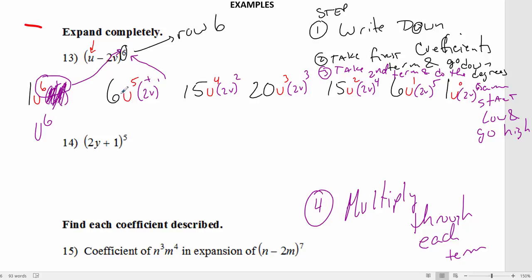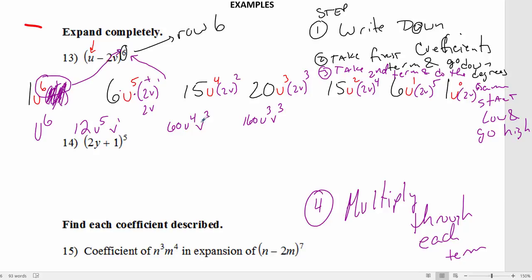Then this one here is 6 times u to the 5th times 2v to the 1. Well, what's 2v to the 1? That's just 2v. 2 times 6 is 12. u to the 5, v to the 1. This one here, 2 to the 2 power. What's 2 to the 2? Remember, it's 4. 4 times 15 is 60. u to the 4, v to the 2, because I had 2 v's right here. This one here, 2 to the 3rd is 8. 2 times 2 times 2 is 8. Times 20 is 160. u to the 3, v to the 3.